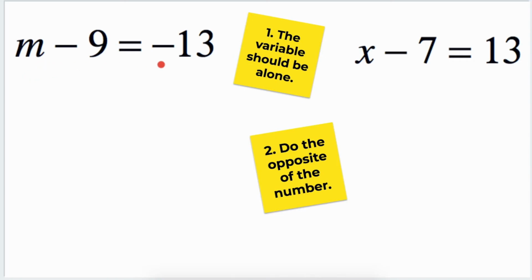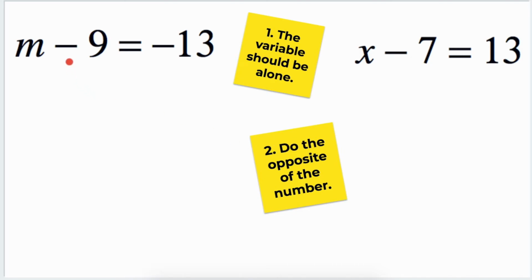I'm going to solve the math problem on the left and you're going to solve the math problem on the right. So the math problem on the left says m minus 9 equals negative 13. As I want to solve this math problem, I keep two things in mind. The first thing is the variable should be alone. And the second thing, to get rid of the number, I need to do the opposite of that number.